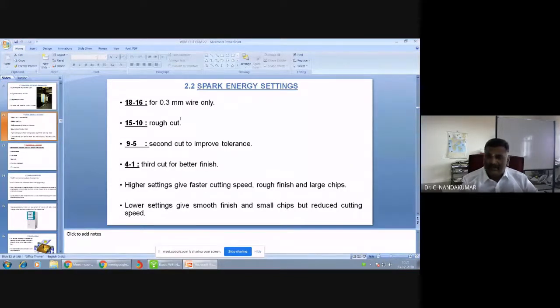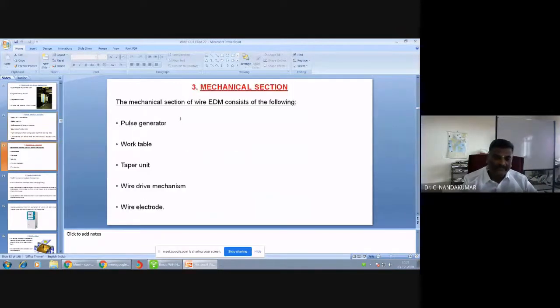So here in the spark energy settings, they are shown from 18 to 16, that is the higher range to lower range, for a 3.3 mm wire. And 15 to 10 is for the rough cut, and 9 to 5 is the second cut to improve the tolerance, and 4 to 1 is the third cut for better finish. So for better finish, we have to go for very little energy.